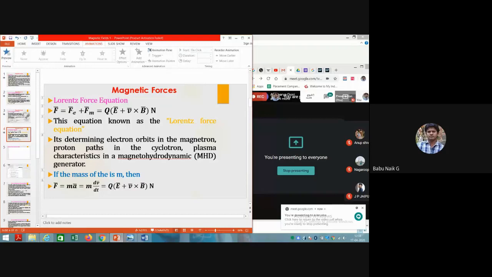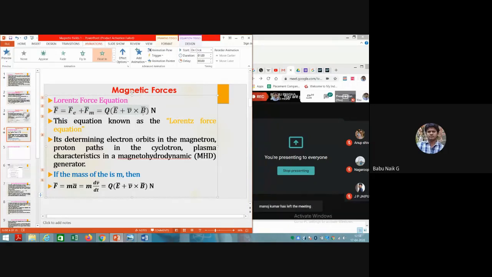So the force in electrostatic is nothing but the charge into electric field, plus the force in magnetostatic, which is nothing but the charge and then velocity cross B bar. If you take both, the common factor is Q, the charge, and you get Q times electric field plus velocity cross B bar, where B bar is the magnetic flux density. So this equation is nothing but our Lorentz force equation.